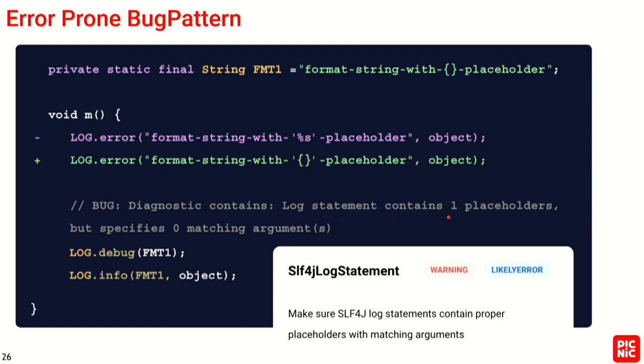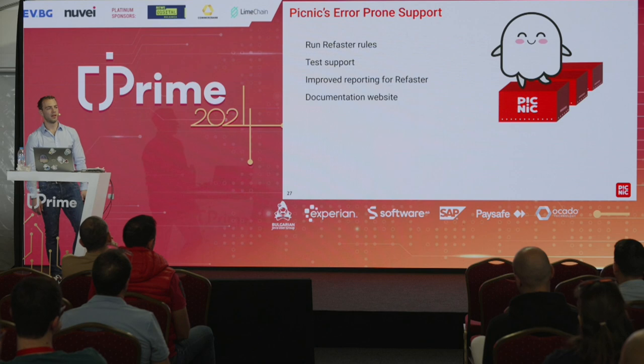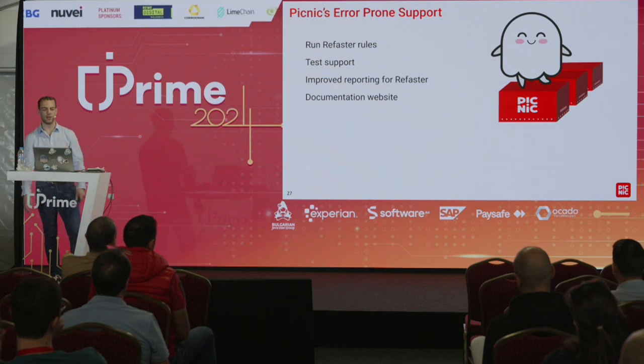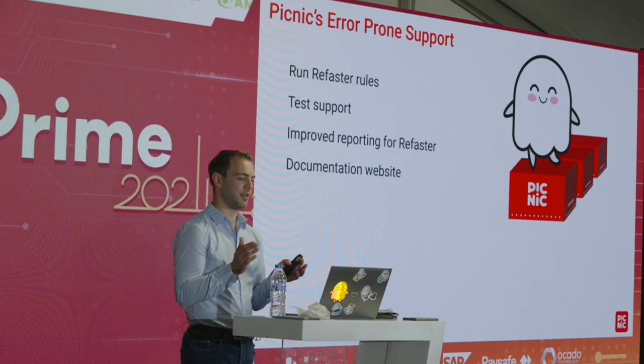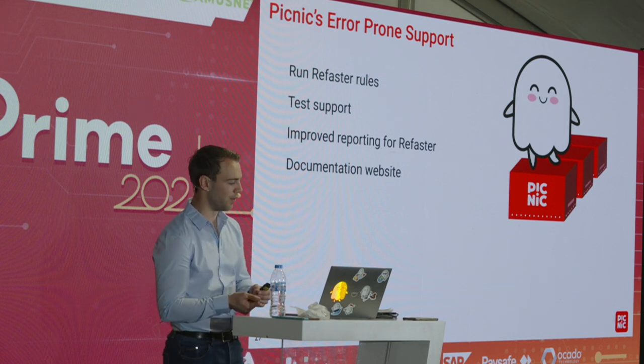Log statement contains one placeholder, but specifies zero matching arguments. It fails the build because this is a simple bug that you have to fix. And there are many of these things that we have. But besides the rules that we have, we also have some other modules that improve the use of Error Prone.